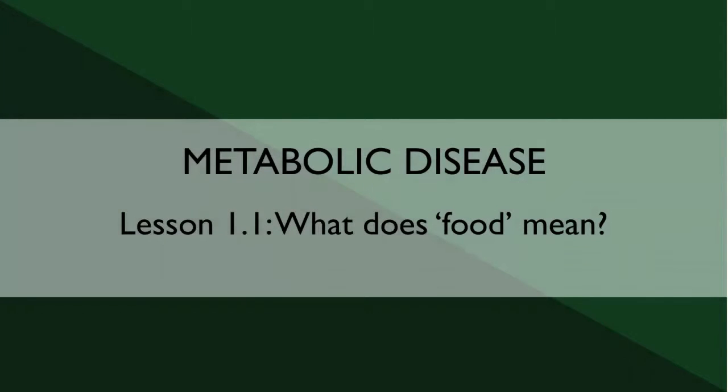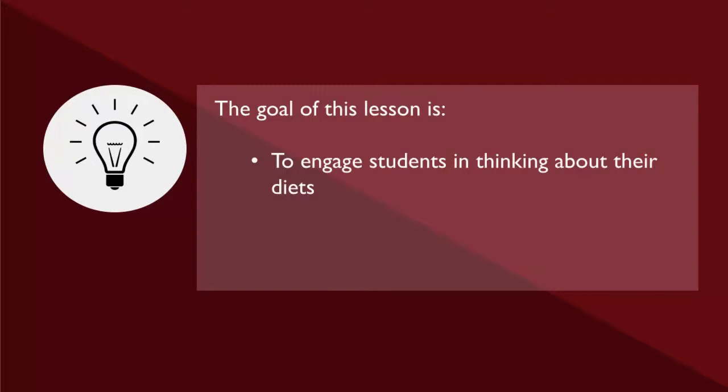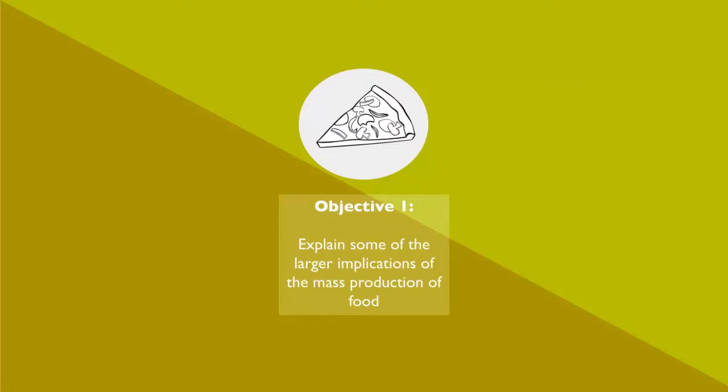Metabolic Disease Lesson 1.1, What Does Food Mean? The goal of this lesson is to engage students to start thinking about their diet. At the end of this lesson, students should be able to explain some of the larger implications of the mass production of food.